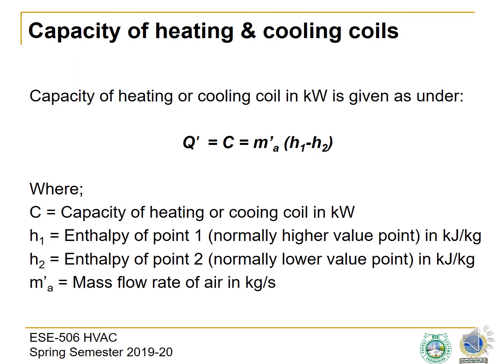Capacity of heating and cooling coils. Capacity of heating or cooling coil in kilowatt is given as under: Q prime or C is equal to M prime A into H1 minus H2, where C is the capacity of heating or cooling coil in kilowatt. H1 is the enthalpy of point 1, normally the higher value point. Its unit is kilojoules per kg, and H2 is the enthalpy of point number 2, normally the lower point, and its unit is kilojoules per kg, and M prime A is the mass flow rate of air in kg per second.